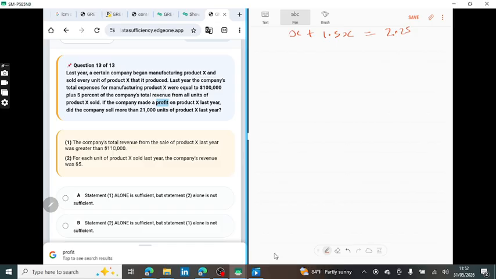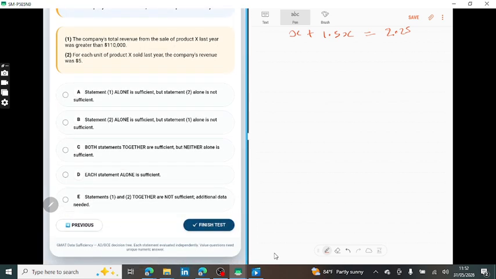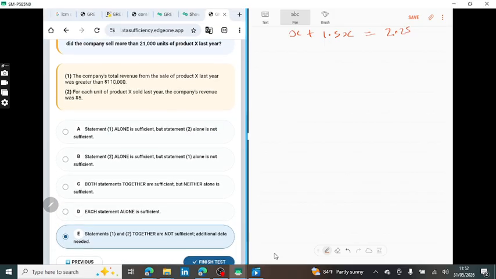How about statement 2? For each unit of product S sold last year, the company revenue was $5. You see, this statement is sufficient. Why? We can from this now know how much, since 1 unit is going to be 5. Remember that 5 times 20,000 gives us 100,000, right? Then we start calculating the 5%. So we have a value to work with that can give us an actual figure. If we start calculating it, we know how much is needed to be able to pay $100,000 and still make a profit.